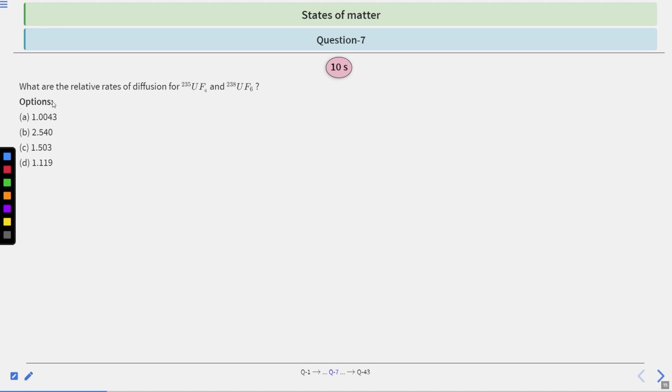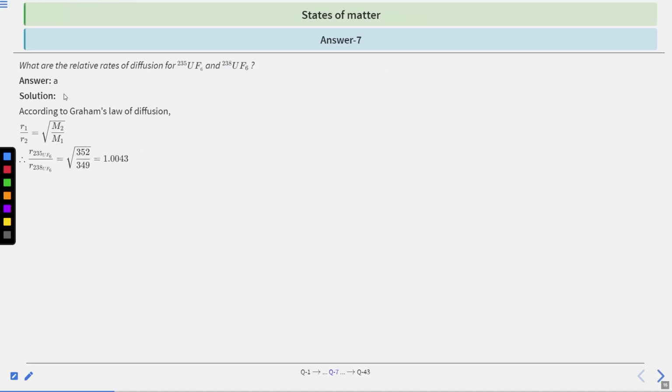Moving on to question number 7. What are the relative rates of diffusion for this and this molecule? Options are 1.0043, 2.540, 1.503 and 1.119. You have 10 seconds to solve this question. After that, we will see the answer. Okay, so the solution is according to Graham's law of diffusion, R1 by R2 is equal to under root M2 by M1. On putting the molecules in the formula and their molar mass, the ratio is coming out as 1.0043. So option A is the correct answer for this question.